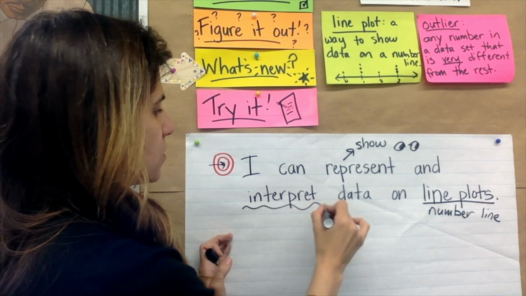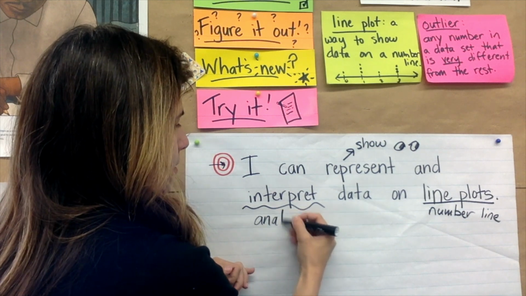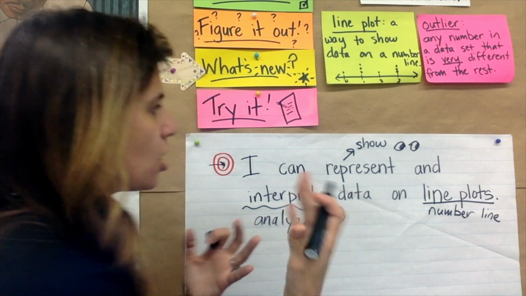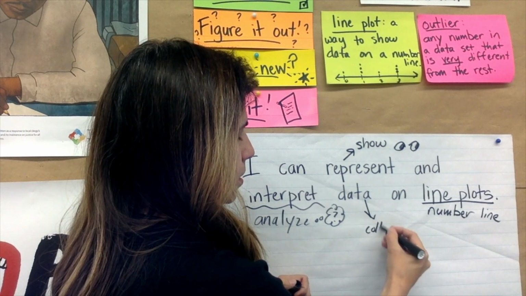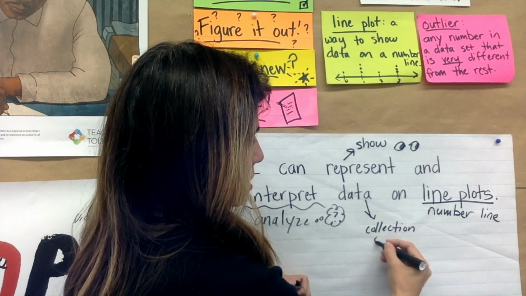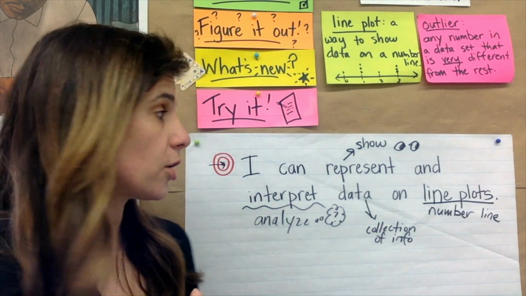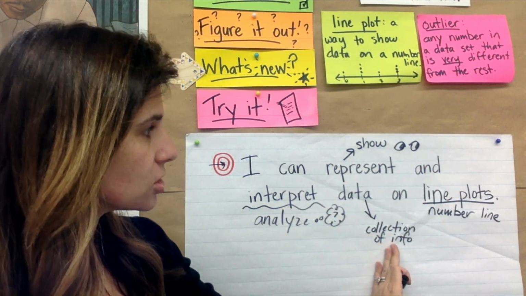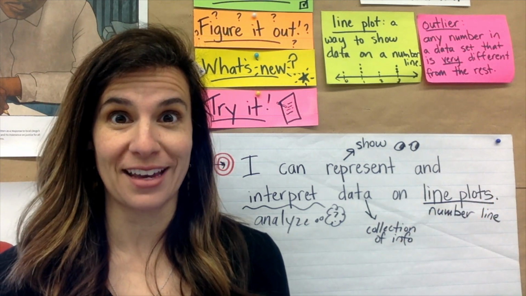And interpret. So that means we're going to be figuring it out. We're going to be looking at it and analyzing it. So I'm going to draw a think bubble here. So we're going to be thinking, what do we know from that data? And the data is going to be a collection of information about some topic, like the heights of the daisies in the garden. So I can represent or show and analyze a collection of information on a line plot, which is like a number line with information on it. Well, let's see what that looks like for today.